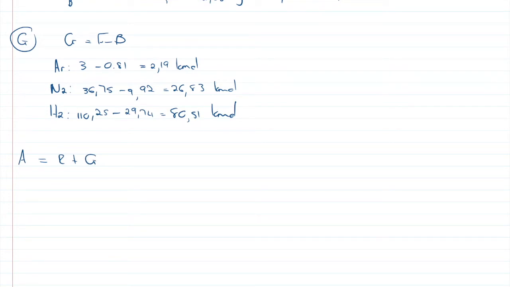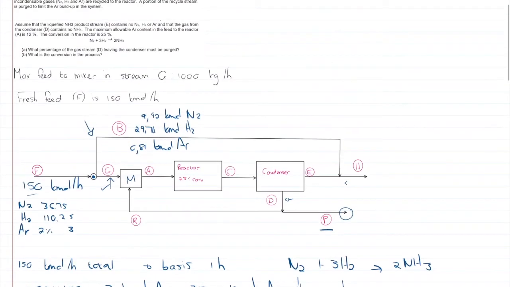But what we do know is that the argon did not react. So the argon here in A goes all the way through to the argon in D, because the condenser only lets NH3 out in E and the rest all goes to D. The argon, nitrogen, and hydrogen go to D. So this is a very good condenser. So we know all the argon went from A to C to D. So we can do an argon balance.